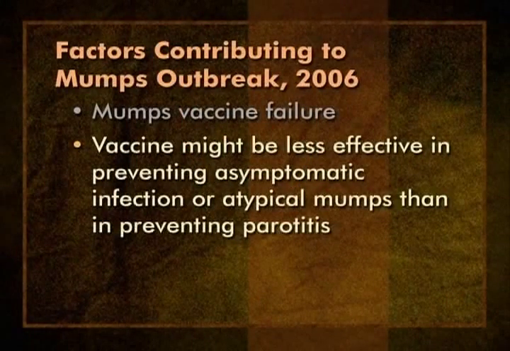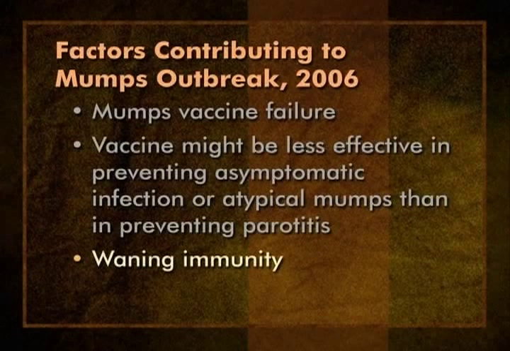Even in highly affected college campuses, attack rates were much lower, 2 to 4%, than during mumps outbreaks 20 years ago, when attack rates were commonly 6 to 18% in settings with high one-dose vaccine coverage. In addition, the vaccine might be less effective in preventing asymptomatic infection or atypical mumps than in preventing parotitis, and persons with asymptomatic infection or mild disease might contribute to transmission.